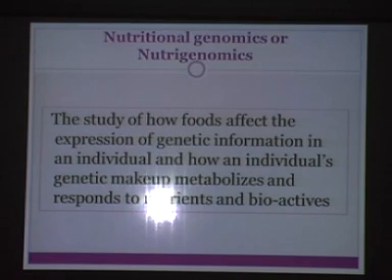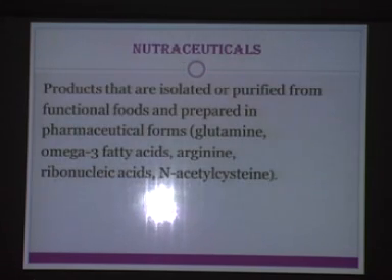What about nutrigenomics? It is the study of how food affects the expression of genetic information of the individual, and how the individual's genetic makeup metabolizes and responds to nutrients and bioactives.